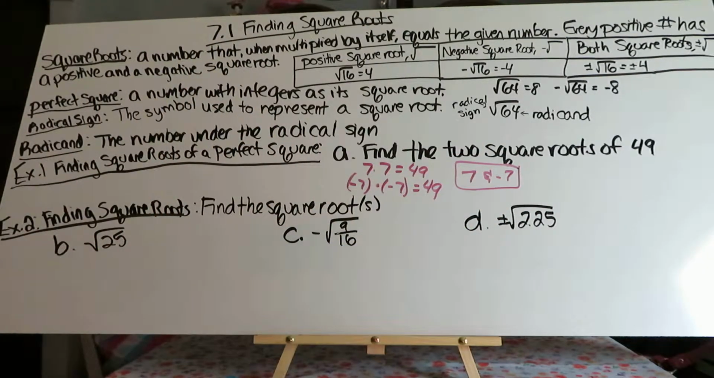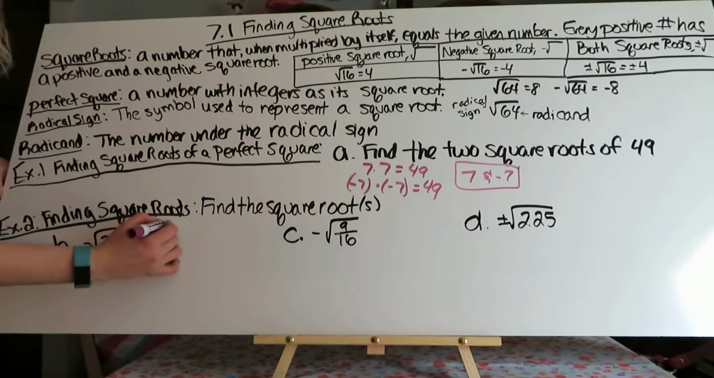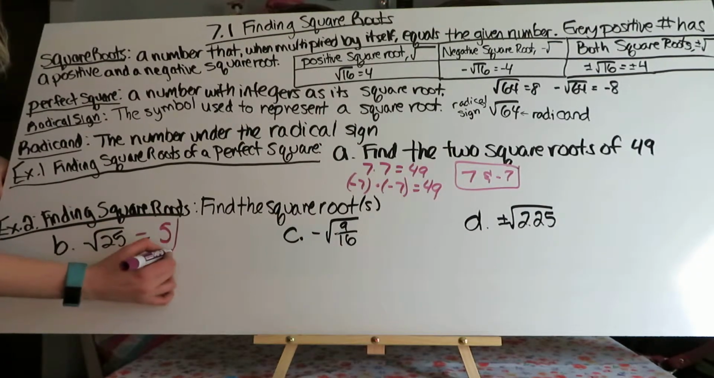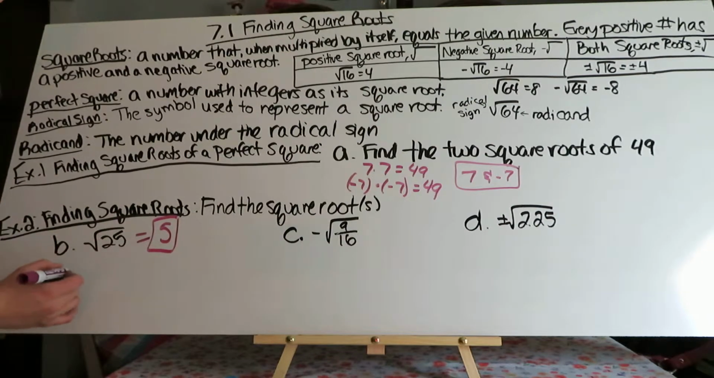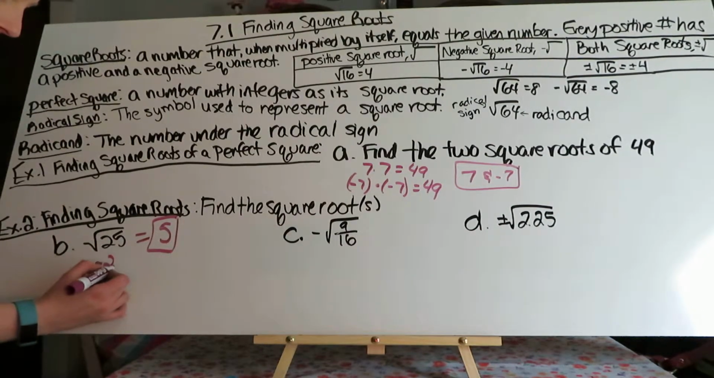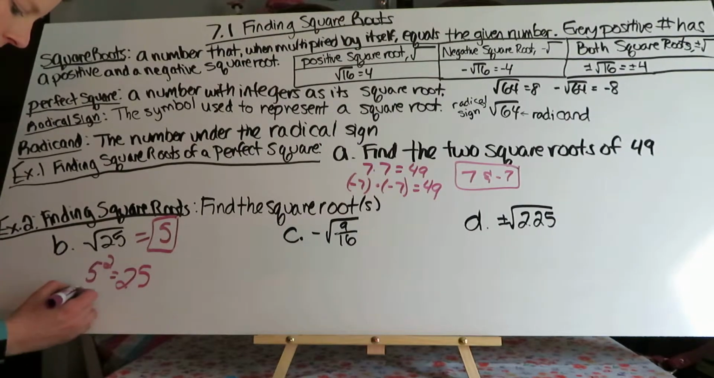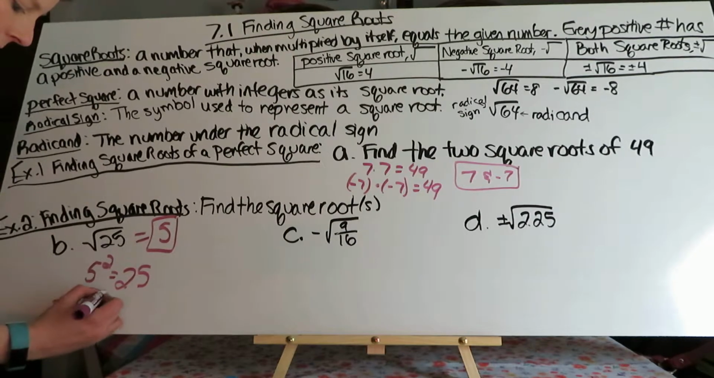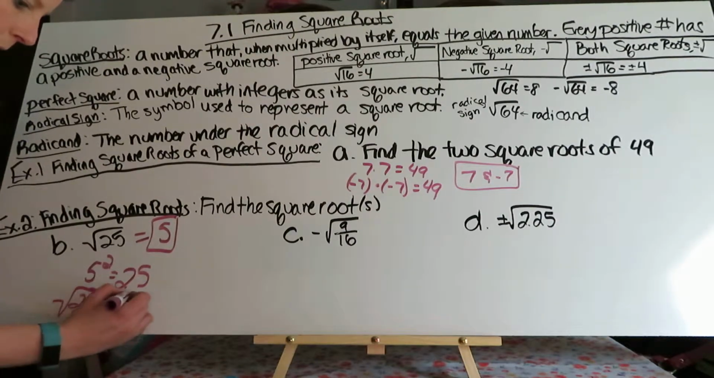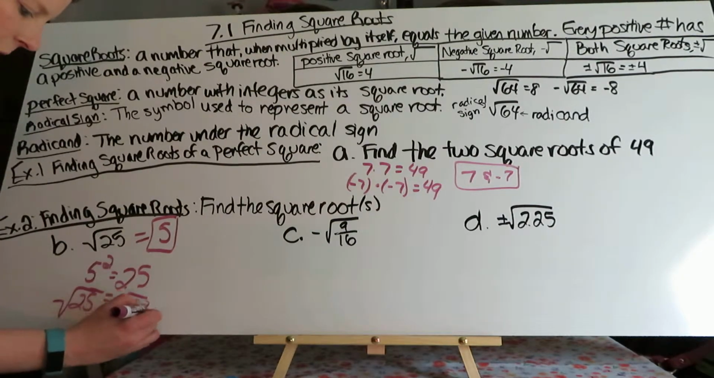Example 2, finding square roots. Find the square root or square roots. Letter B, the square root of 25 is going to be 5. The way you can break it down is, what squared gives me 25? That is 5 squared equals 25. You could also write it as the square root of 25 equals the square root of 5 squared.